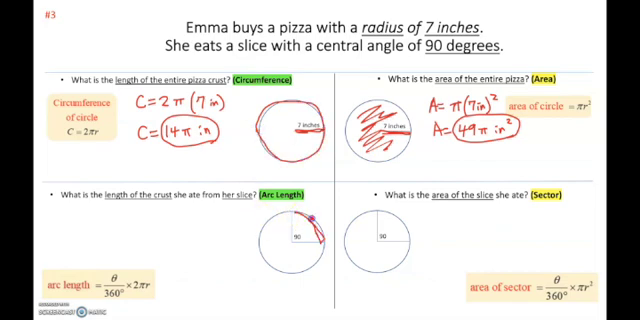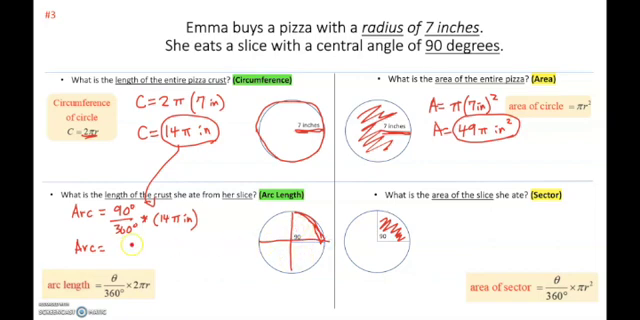Now let's find the arc length of our pizza and the area of the slice. So our arc length is equal to theta over 360, which is 90 degrees over 360 degrees, times 2 pi r, which is 14 pi inches. So we know that 90 over 360 is actually 1 out of 4 pieces. So it'll be 1 over 4 times 14 pi inches. This reduces to 14 pi divided by 4 inches, which reduces to 7 pi over 2 inches. And that's going to be the length of this arc.